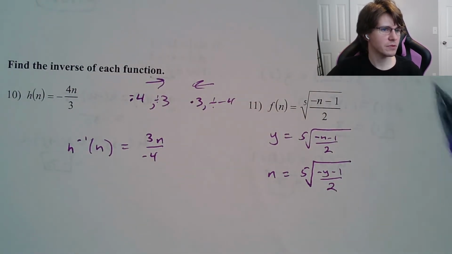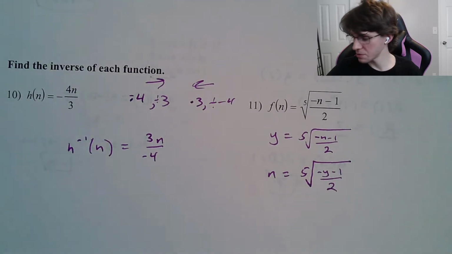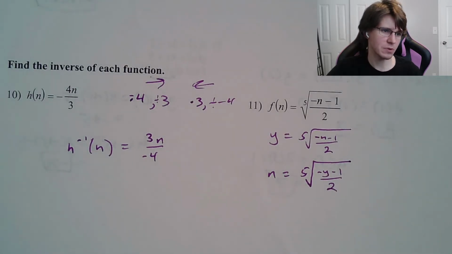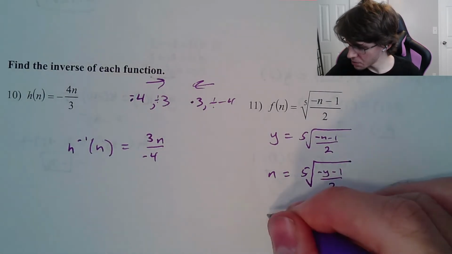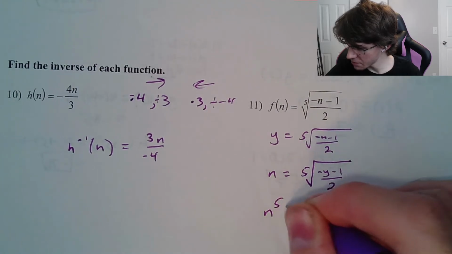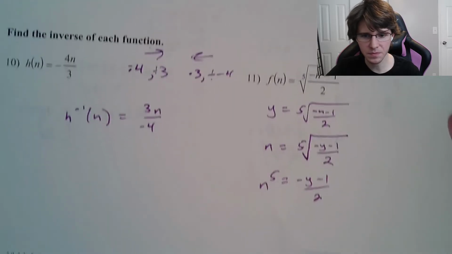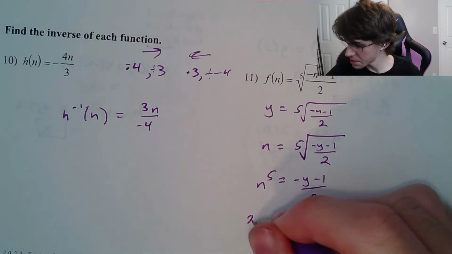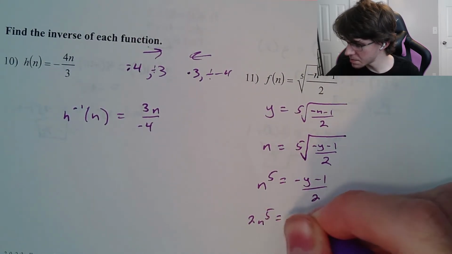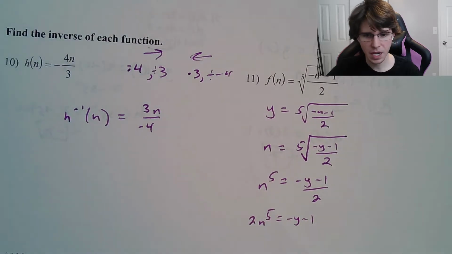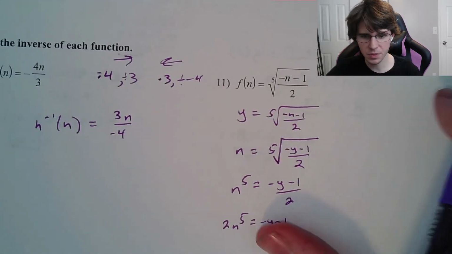You might not remember from previous years how to get rid of this 5th root, but it's pretty easy. You just raise both sides to the power of 5. So you raise both sides to the power of 5 to get n to the 5th power is negative y minus 1 divided by 2. Multiply both sides by 2. Add 1 to both sides. I'm running out of room, so I'm going to go to the right.